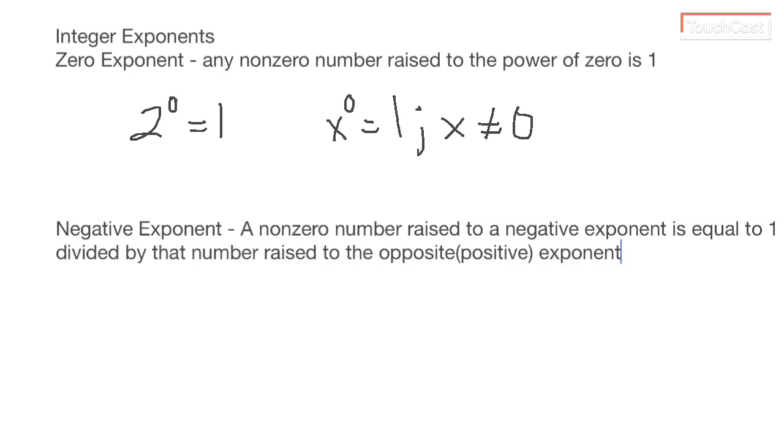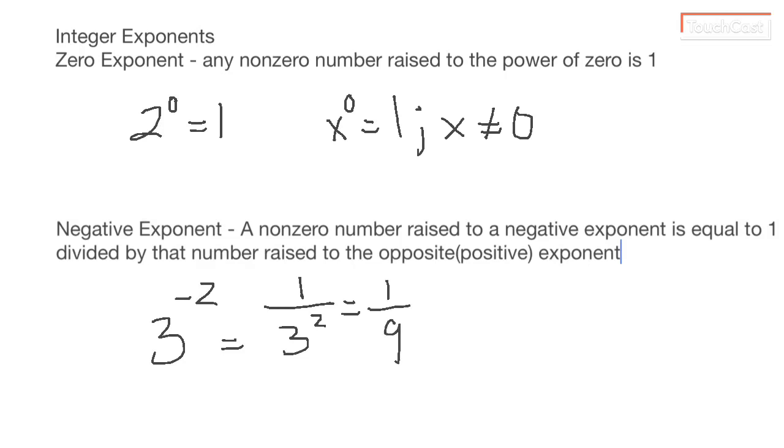So how we would write that is, say we have, as an example, 3 and we raise it to the negative 2 power. What we do is we rewrite that as 1 over 3 to the positive 2 power, and then we can actually evaluate that. 3 to the positive 2 power is 3 times 3, which is 9. So 3 to the negative 2 power is going to be 1 over 9.